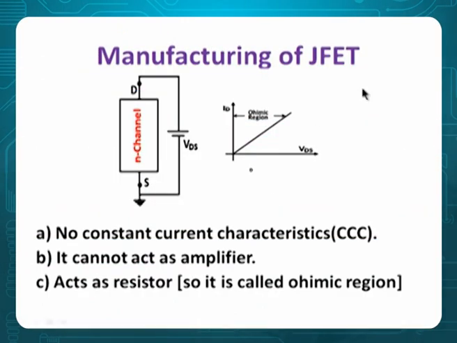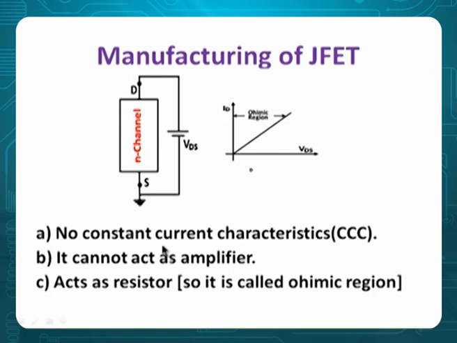Now let's go for manufacturing. How do people manufacture this? For example, an N channel is there. You are given some voltage. How is this biased? You cannot say forward or reverse because there is no junction. You can say biasing is given, but you can't say forward or reverse. That's why we only say the channel is biased.